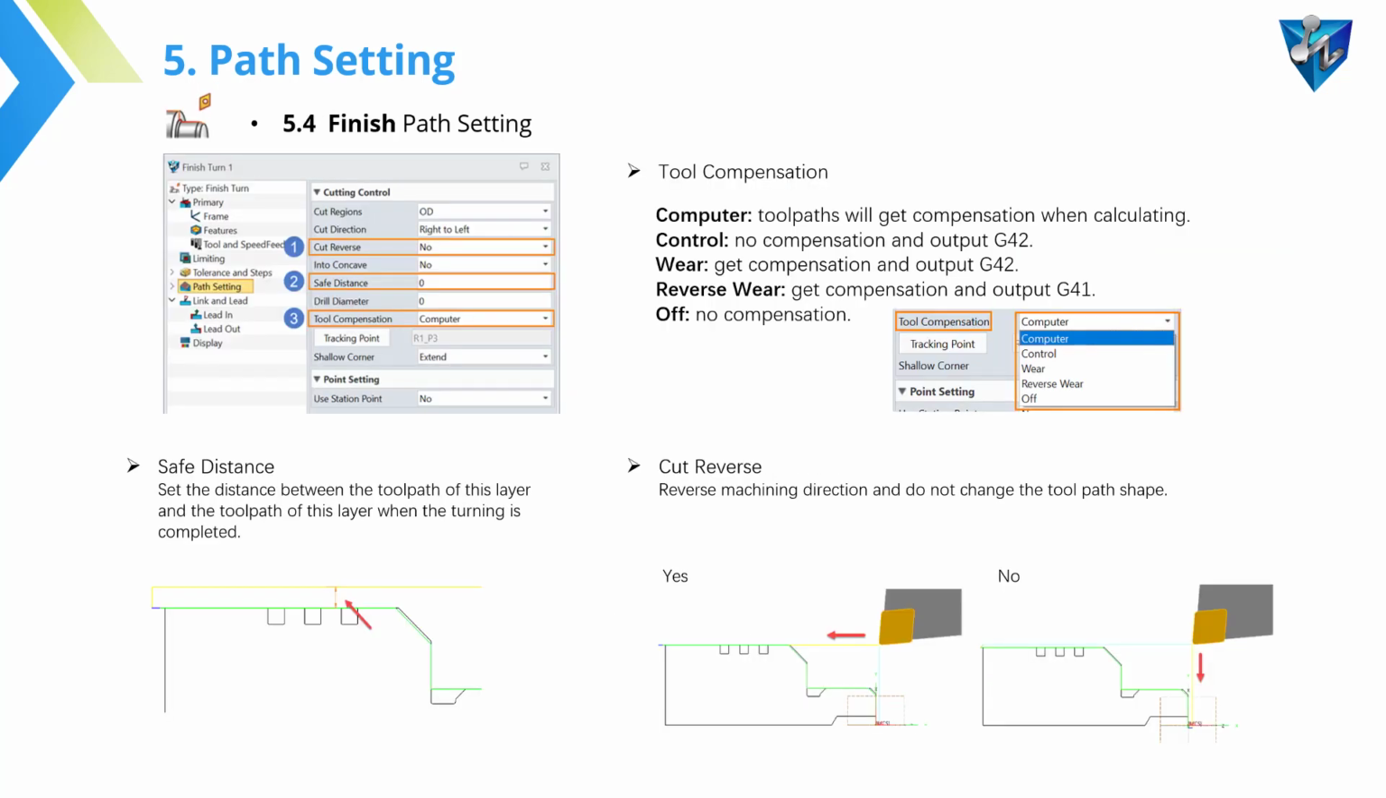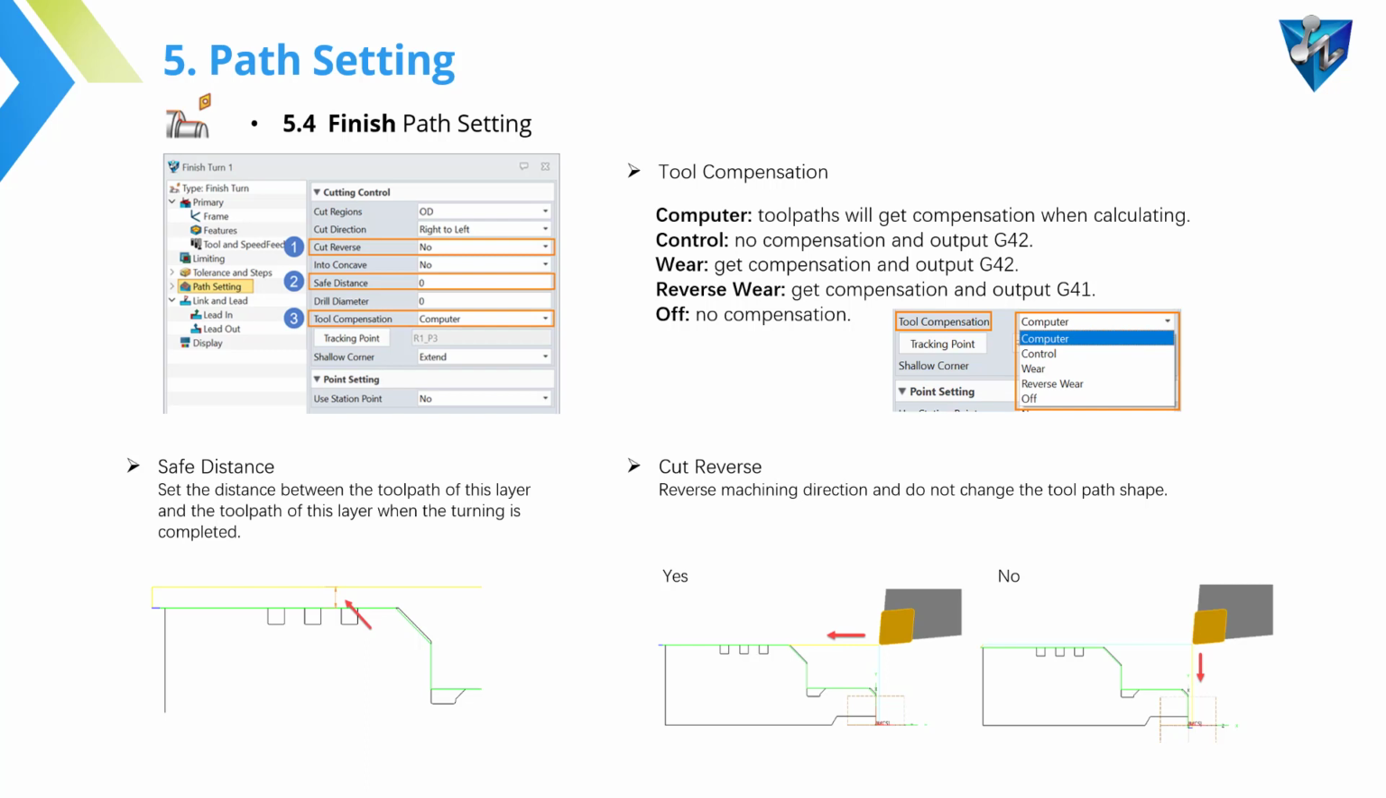This slide is all about finish path settings. When it comes to tool compensation, there are 5 modes to consider. In computer mode, the toolpaths will receive compensation when they're being calculated. In control mode, there won't be any compensation, and it will output G42. For the other 3 modes, please refer to the accompanying text description.